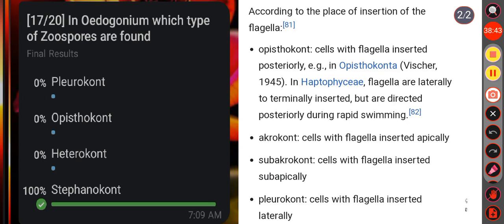Okay. Then see the other options. According to the place of insertion of the flagella, they are of different types. For example, pleuroconch means the cells with flagella inserted laterally. Then in option B, opisthoconch, the cells with flagella inserted posteriorly, right? Then heteroconch. It means if the flagella are unequal or of different length, called heteroconch, right? But here in Oedogonium, the zoospores are stephanoconch type.